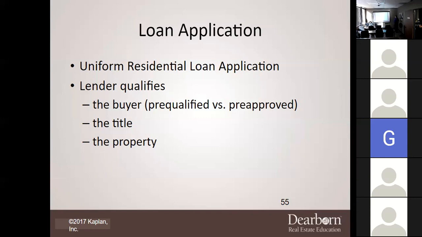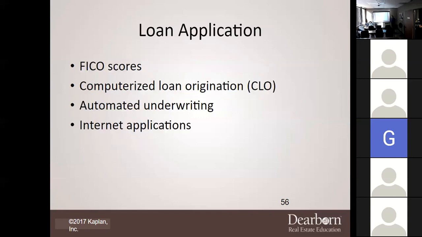Another thing that they're going to look at is your FICO score. A lot of people say, well, do I have to have good credit or can I get a house for a 500 credit score? No. 300? No. 100? No.